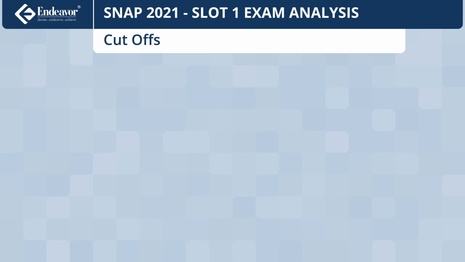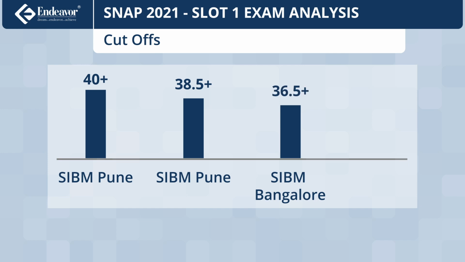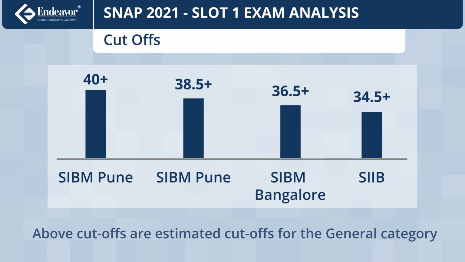Expected cutoffs for SNAP 2021 could be SIBM Pune 40 plus marks, SCMHRD 38.5 plus marks, SIBM Bangalore 36.5 plus marks and SIIB 34.5 plus marks. These are estimated cutoffs for general category.